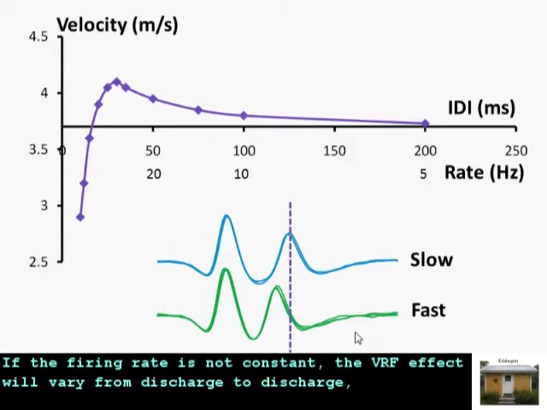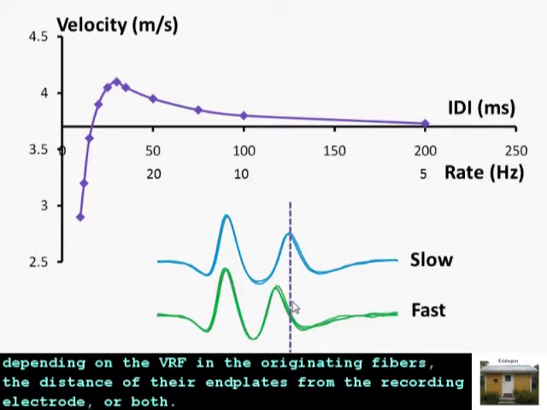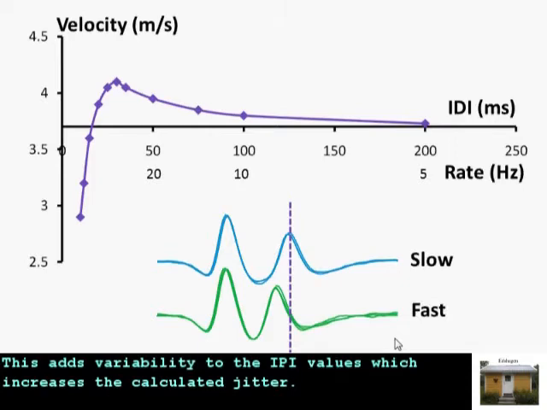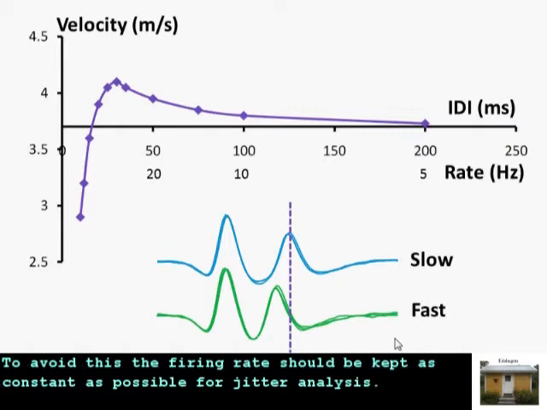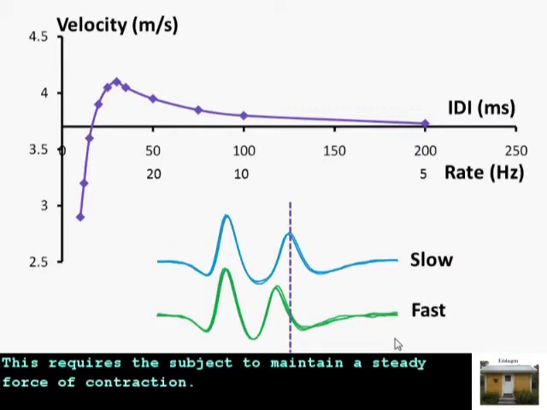If the firing rate is not constant, the VRF effect will vary from discharge to discharge, depending on the VRF in the originating fibers, the distance of their end plates from the recording electrode, or both. This adds variability to the IPI values, which increases the calculated jitter. To avoid this, the firing rate should be kept as constant as possible for jitter analysis. This requires the subject to maintain a steady force of contraction.